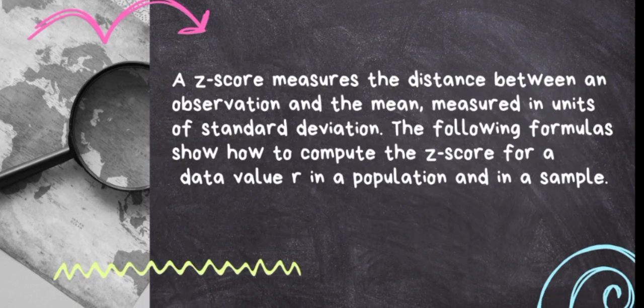A Z-score measures the distance between an observation and the mean, measured in units of standard deviation. The following formulas show how to compute the Z-score for a data value X in a population and in a sample. For population, the formula is Z is equal to value minus mean over standard deviation. For sample, Z is equal to value minus mean over standard deviation.